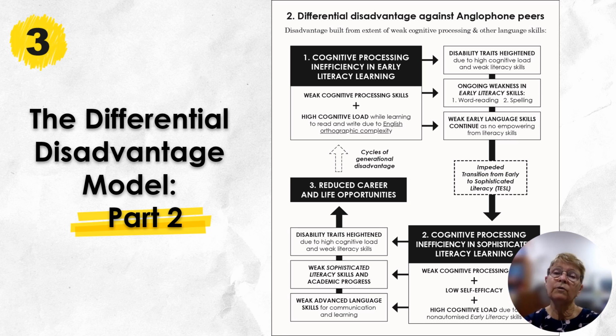More than likely they'll graduate high school, or not graduate high school, but they'll leave high school with very weak literacy and language skills. Okay, and again, as an adult, their disability traits will be heightened due to high cognitive load and weak literacy skills. Yes, just lots is happening. And then we get that cycle of generational disadvantage. Every time Anglophone education fails kids, to the extent that they leave school with poor reading and writing accuracy, we're so often influencing the next generation.